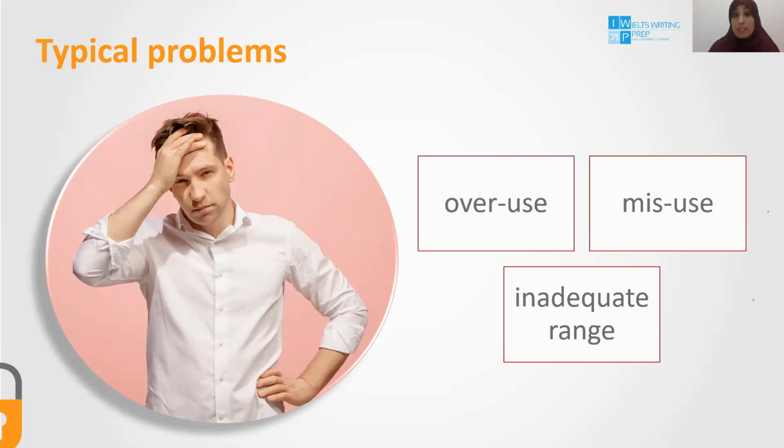Remember, we can position linking words at the beginning of the sentence, in the middle of the sentence, and we also have some linkers that we can position at the end of the sentence. So in this lesson, we'll be looking mainly at overuse and inadequate range. And if we have a bit of time, maybe we'll touch a little bit on misuse, inshallah.